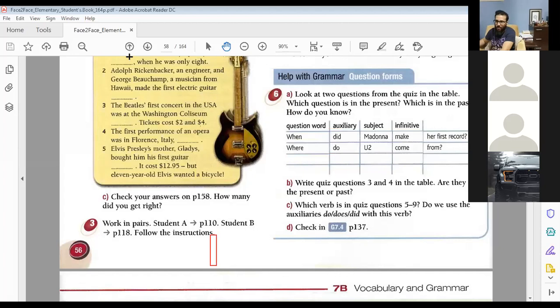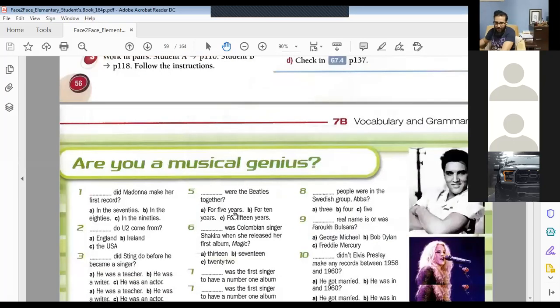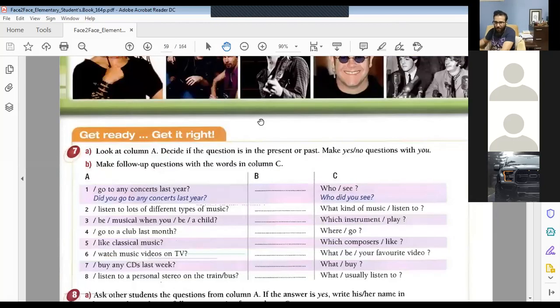Question number, where is it, number 8? Is it number 8? I think it's question number 8. 7. Okay, so question number 7 says, look at column A. So this is column A. Decide if the question is in the present or past. Make yes, no questions with you. Okay, so we have two parts of the question. First thing we have to say, is the question in the past or is the question in the present?